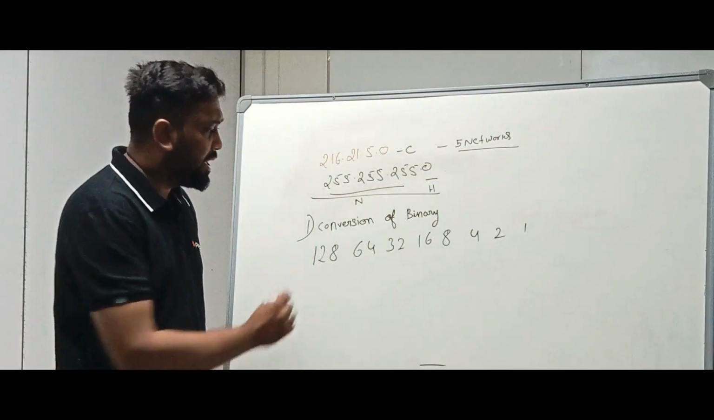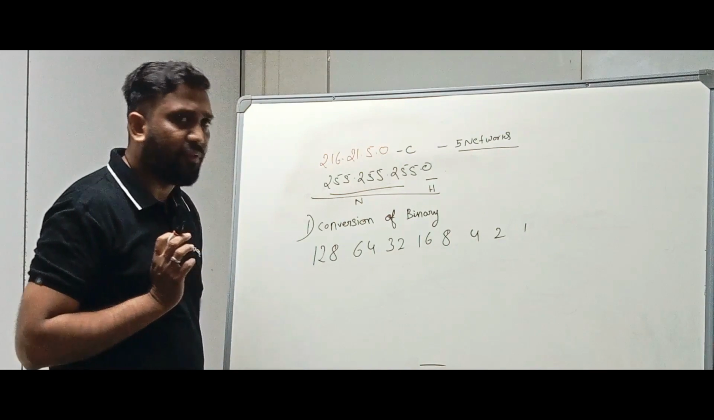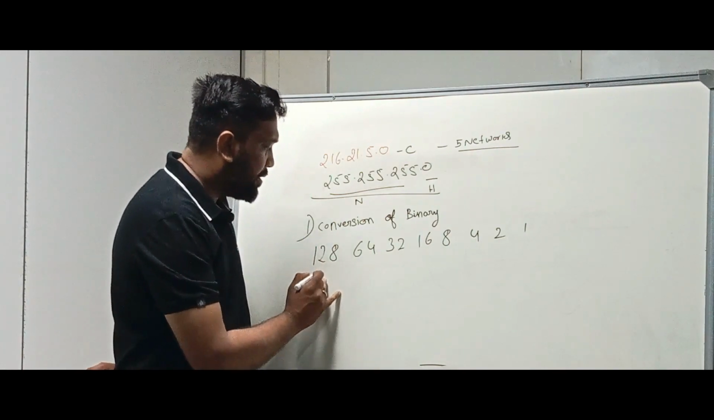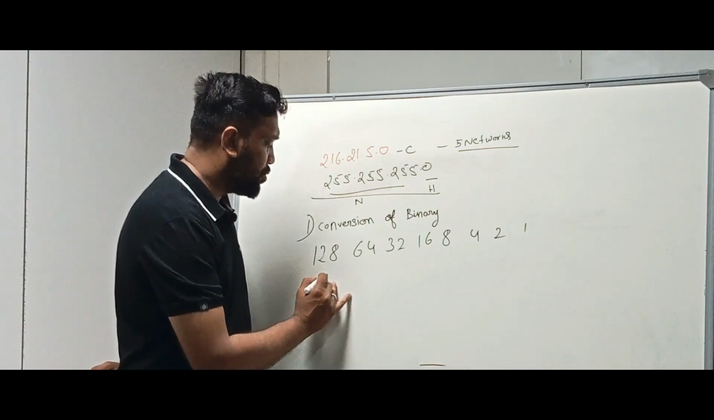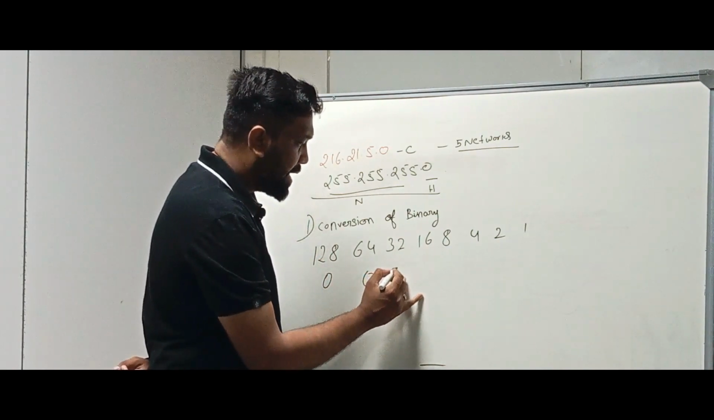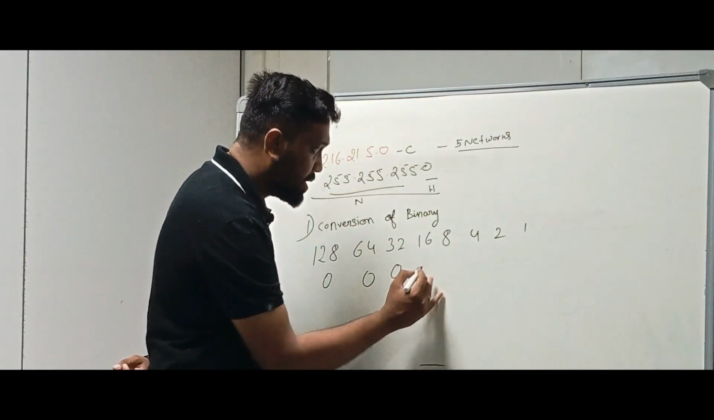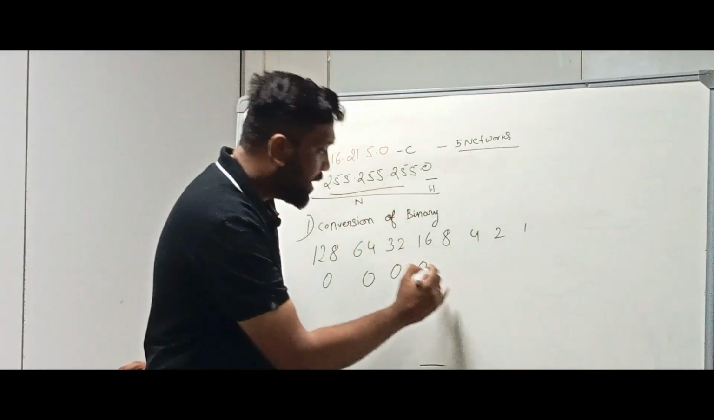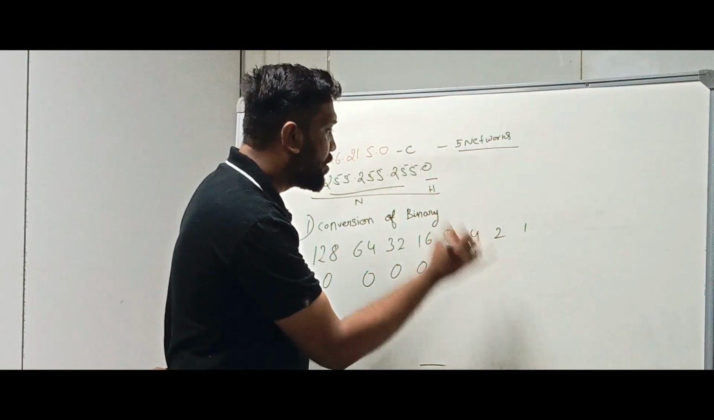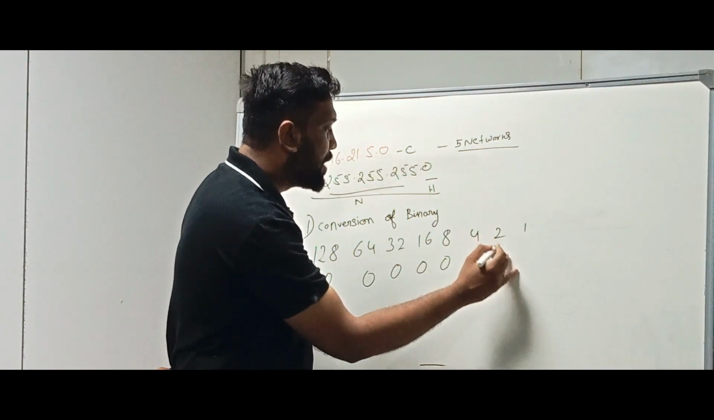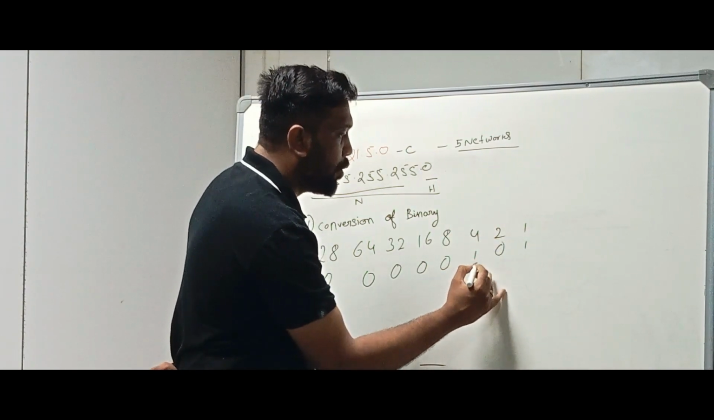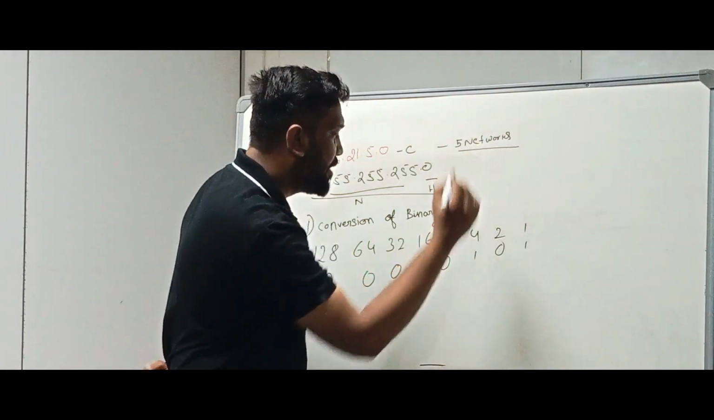128, 64, 32, 16, 8, 4, 2, 1. By adding any of these values, we have to get a 5. Let's do the calculation. No, 128 is a larger number. 64, no, it is larger. 32, it's larger. 16, again larger. 8, it's larger. Now 4, yeah, we can accommodate. 4 plus 2 means 6, no, we can't. Now 1: 4 plus 1 gives us 5 networks.